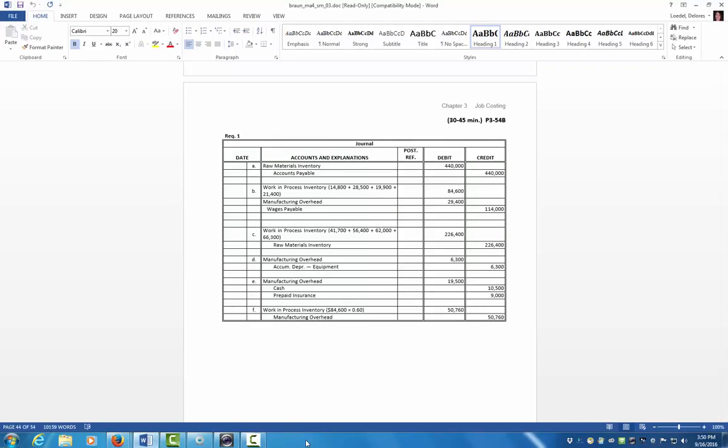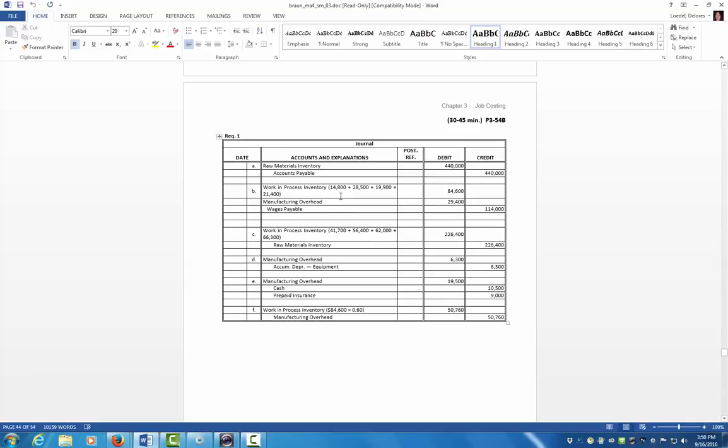Okay, so requirement 1, recording of the journal entries. So most of this information is given to you. There's a few calculations, but not too many. First, raw materials inventory, accounts payable. It tells you that there were purchased materials on account. That's in part A there of $440,000. And then part B, the next journal entry here is recording your work in process inventory.